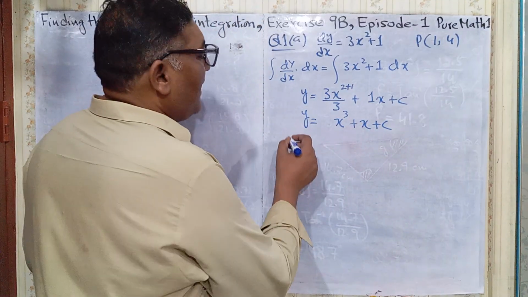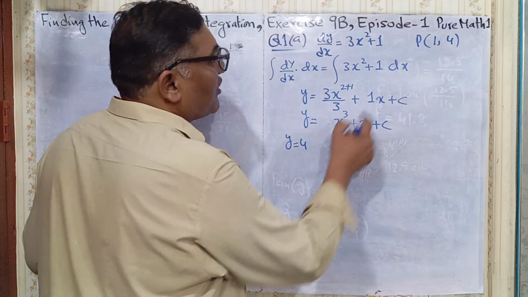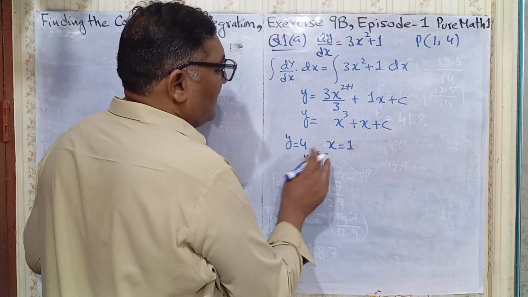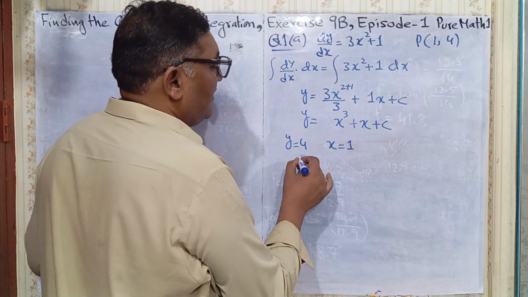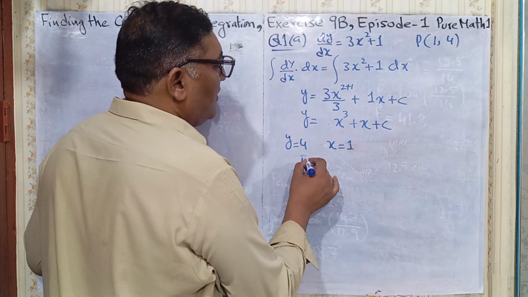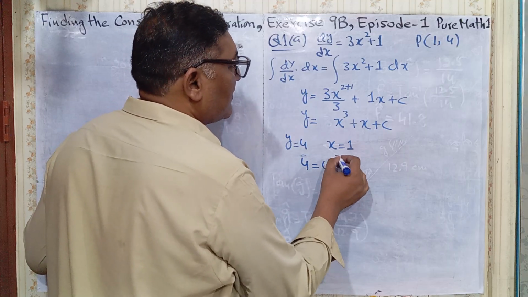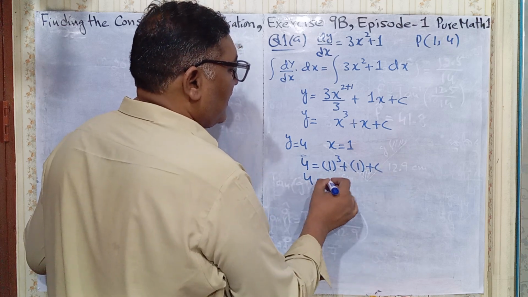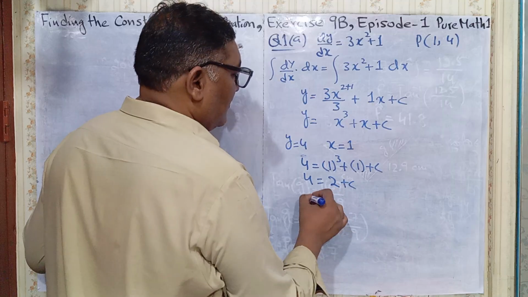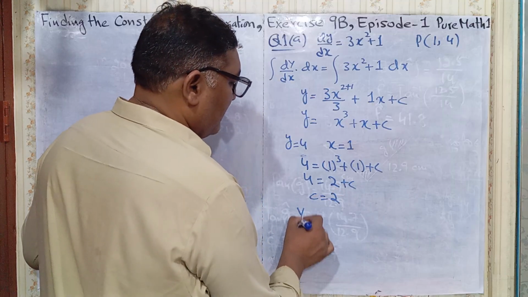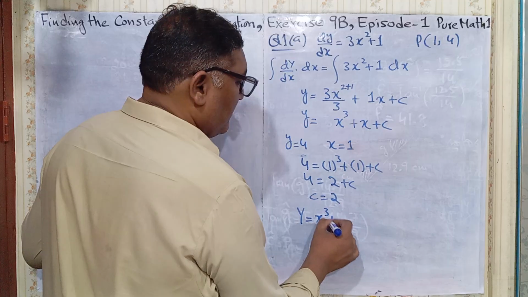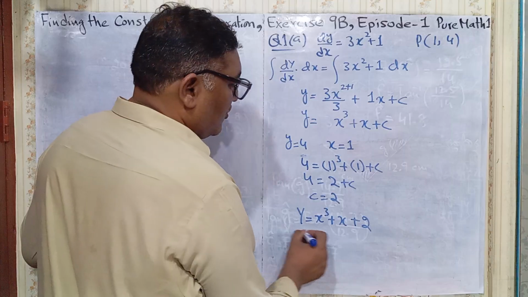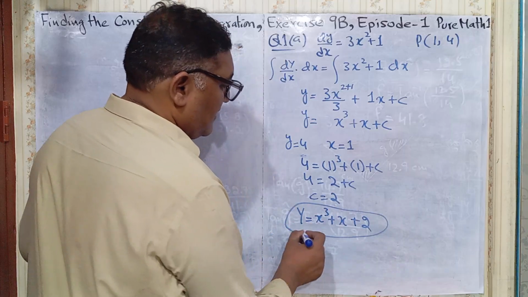Now the value of y is 4, because this point is on the curve, and the value of x is 1. So you put these values in this equation. You have 4 equals 1 cubed plus 1 plus c. So 4 equals 2 plus c, so c equals 2. So the equation becomes y equals x cubed plus x, put the value of c there, plus 2. So this is that equation.